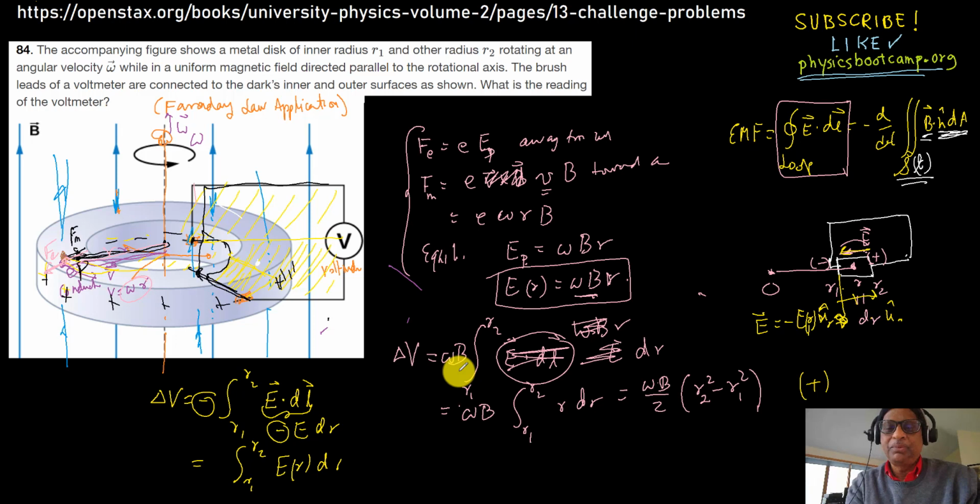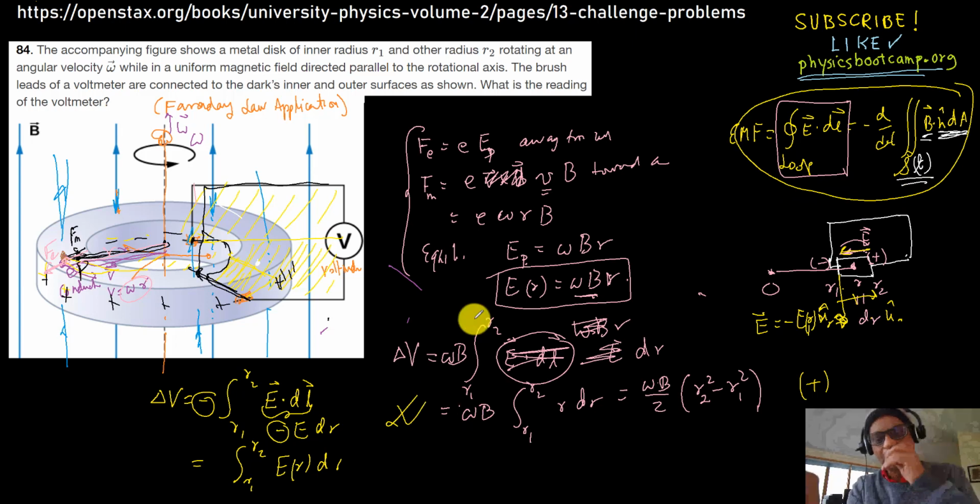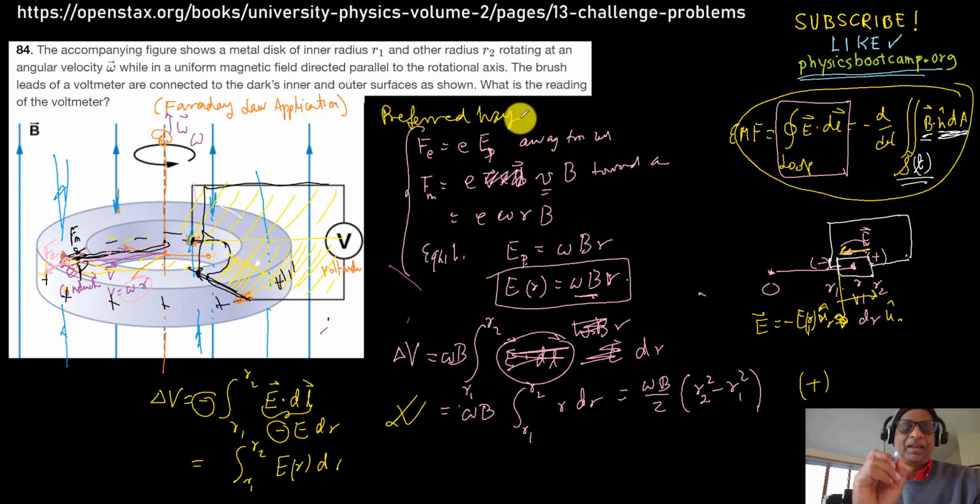So how do we do this using this? You say, okay, you got the answer, but could I have done it another way? So this is my preferred way, and the other way I'm going to explain also. Okay, so there's another way of doing this.